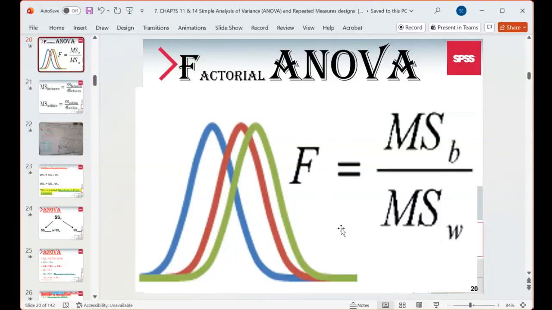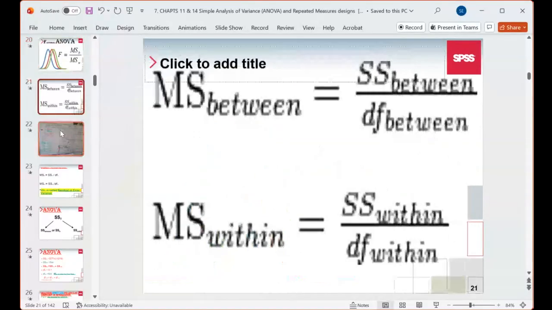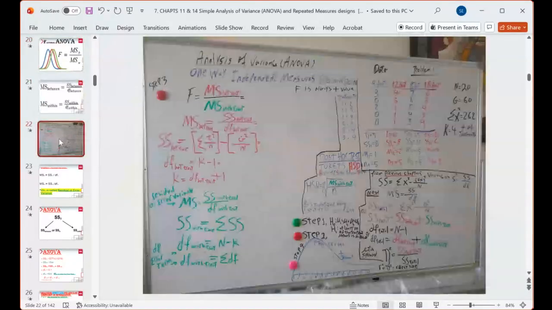It seems very easy, that little formula, but now you have to calculate your MS between and plug it on top, calculate MS within, plug it in bottom. And I have all of the formulas, this is how you do it, in here for you. That's all the formulas you need for tonight.